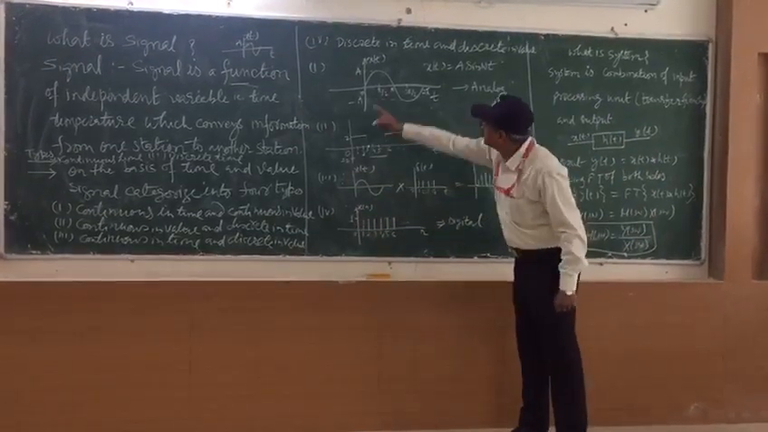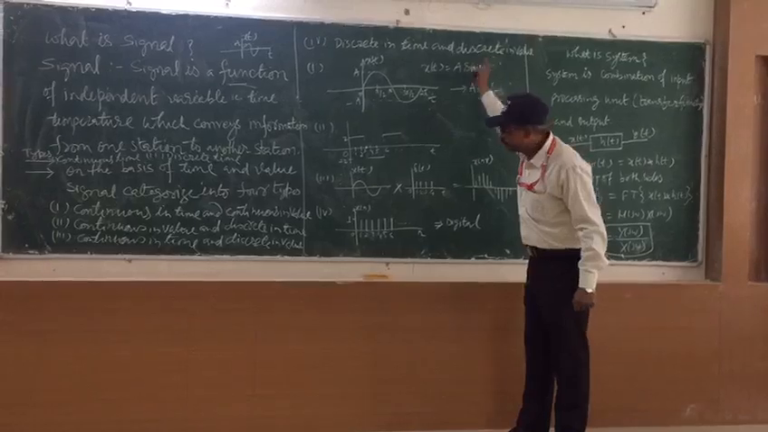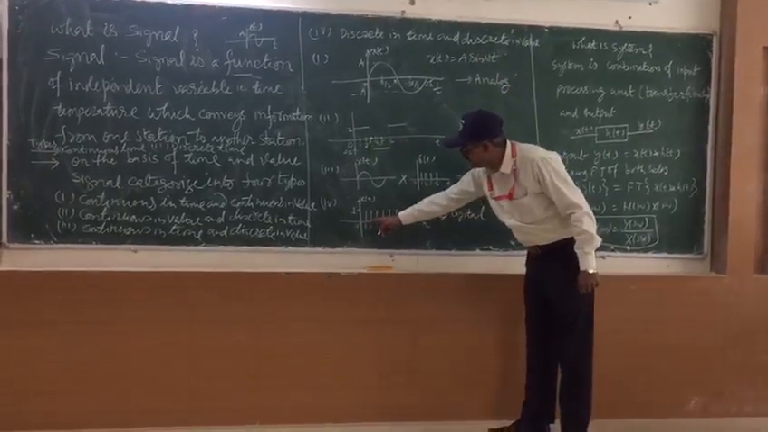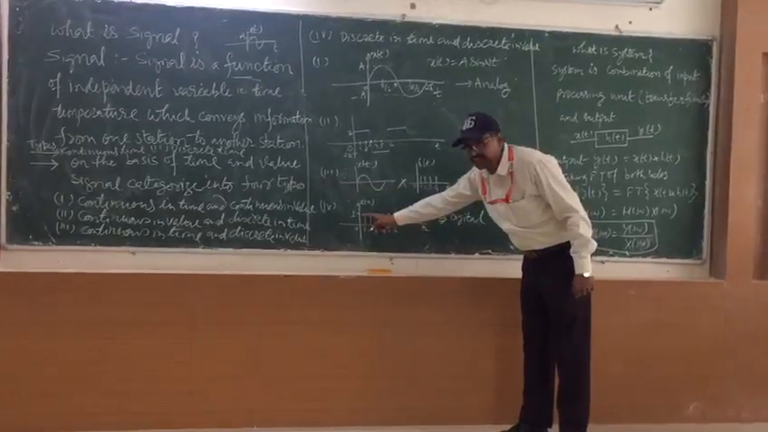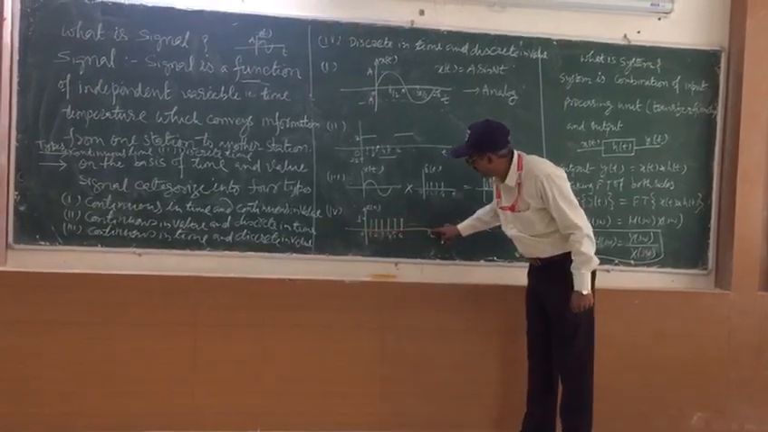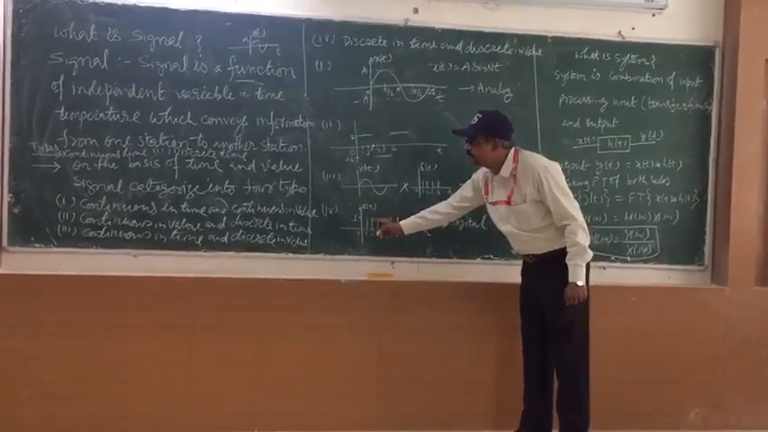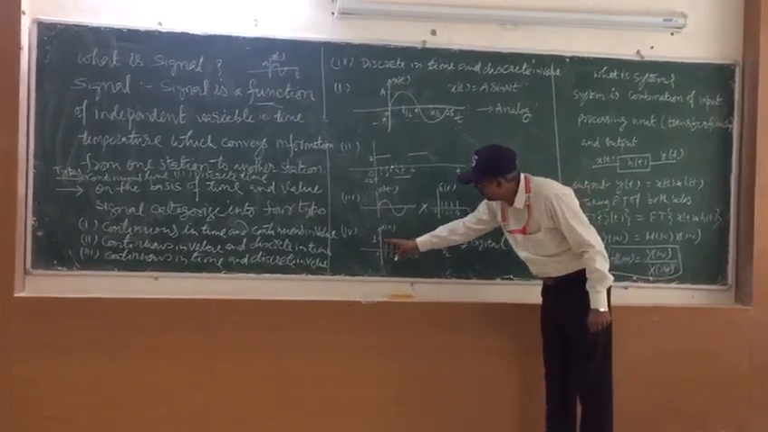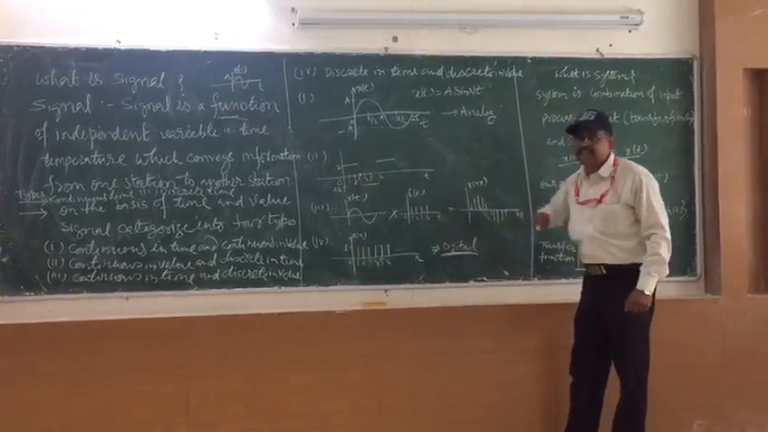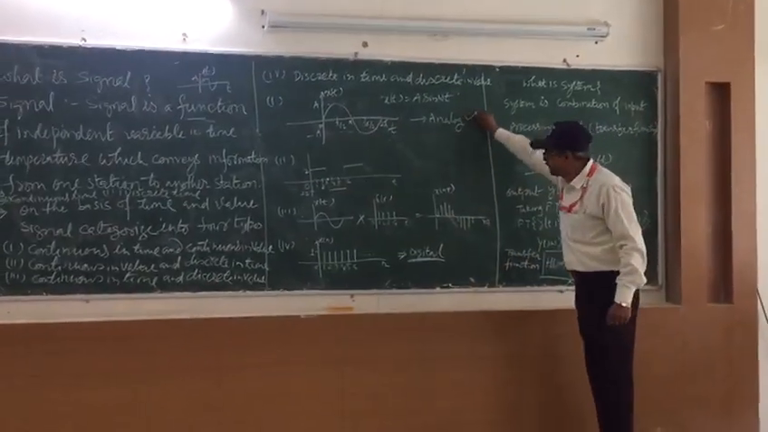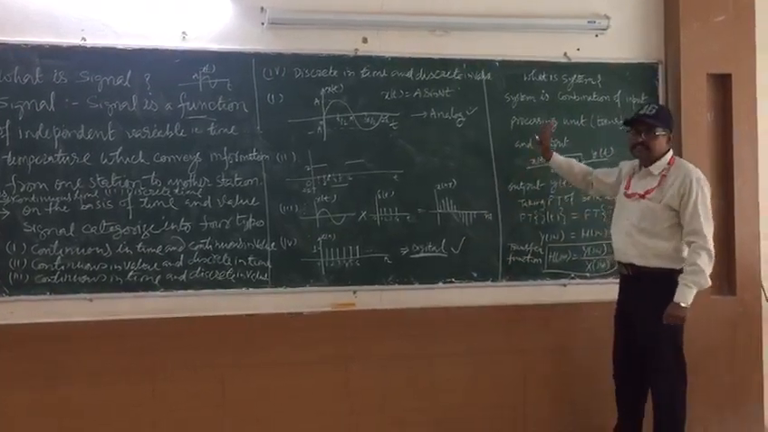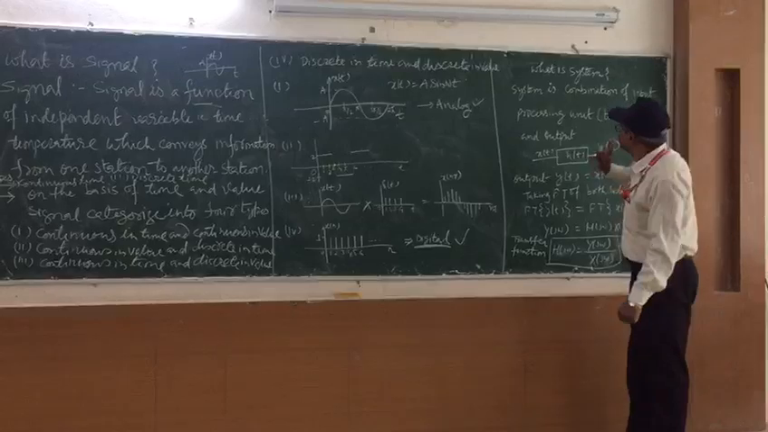Another one is discrete in time and discrete in value. Here, for each discrete instant of time it contains a value, and it always contains 1. So this is discrete in time and discrete in value also. Discrete in time and discrete in value is known as the digital signal. So there are two types: the analog and digital signal. These are very important for computer communication and nowadays mobile communication also.